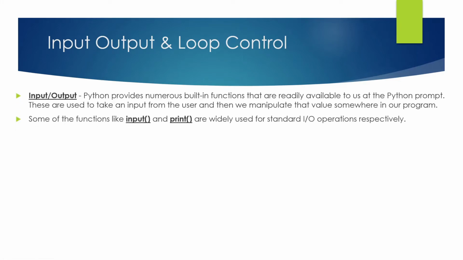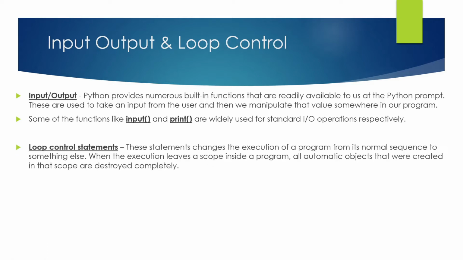Before moving forward, we need to understand what exactly input and output are. If you have paid attention in my last few videos, we have used print a lot of times to print some value, and that's what we use for output. Python provides numerous built-in functions that are readily available to us at the Python prompt. These are used to take input from the user. What is the user? The user is exactly you. We manipulate that value somewhere in our program. Functions like input, we'll see the demo for that, and print are widely used for standard input and output operations respectively.